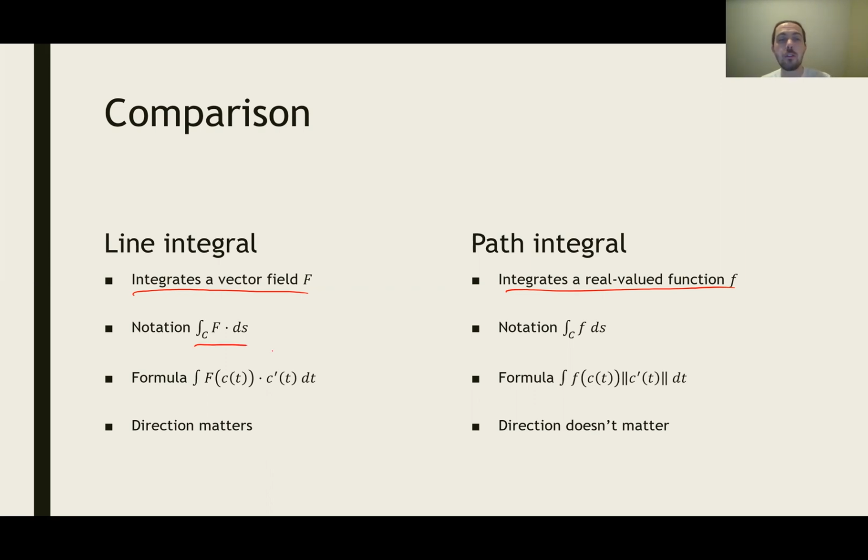The notation for these is a little bit different. It looks very similar, but one is an integral of a vector field dot ds, and one is an integral of a function f with no dot times ds. You'll sometimes see it written that way. The formulas look similar as well, but for a line integral, we're taking velocity and we're taking a dot product. For path integrals, we're taking speed and then we're just multiplying the function by the speed. And the most important part, direction matters for the line integral and direction doesn't matter for the path integral at all. So for the path integral, it doesn't matter if we go forward or backwards along the curve, it has the same arc length. But for a line integral, the energy transfer direction changes.